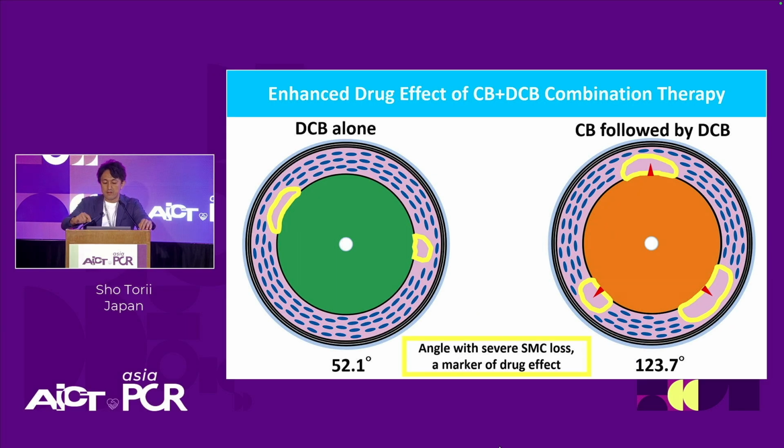So this is the central illustration of this study. If you use DCB alone, of course, you can expect a little bit of drug effect. But if you add the cutting balloon before DCB usage, you can expect a deeper drug effect with a more circumferential drug effect. So it's going to be good for the clinical outcome.